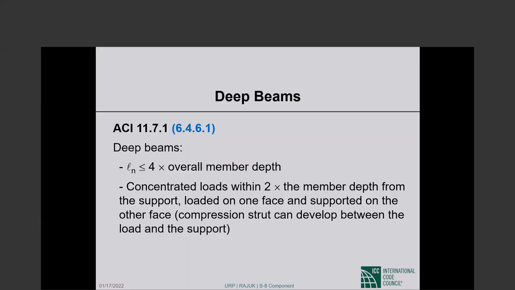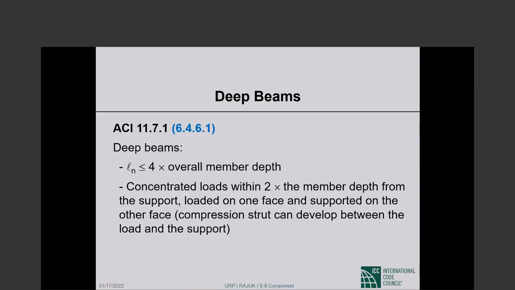Deep beam has clear span less than or equal to 4 times the overall depth of the member. Okay. Less than or equal to 4. So span to depth ratio is 4 or less. Clear span to total depth ratio is 4 or less. Or it could be a portion of a beam where there is a concentrated load within twice the member depth, loaded on one face, supported on the other face, so that a compression strut can develop between the load and the support.